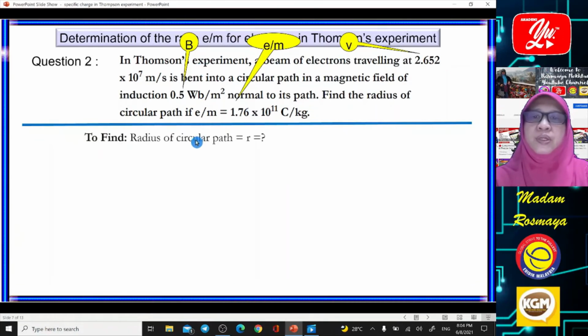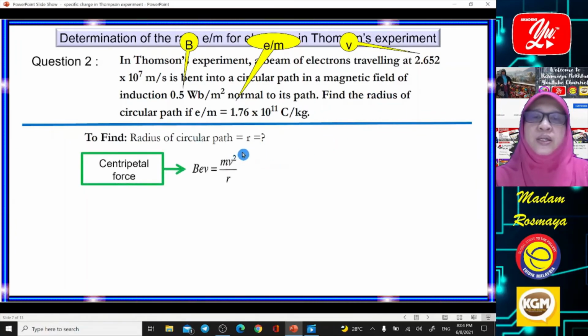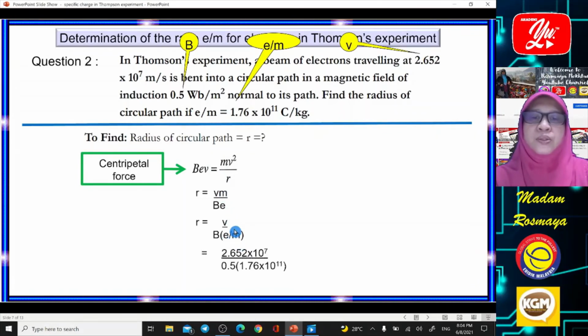From here we are going to find the radius. Because we are going to find radius, we can use centripetal force. BeV equals to mv squared per r. So r is mV per Be. We arrange the equation here so we can find r. So we substitute all the values given. Because specific charge is given, we bring m down, so it becomes e per m. So this is specific charge.